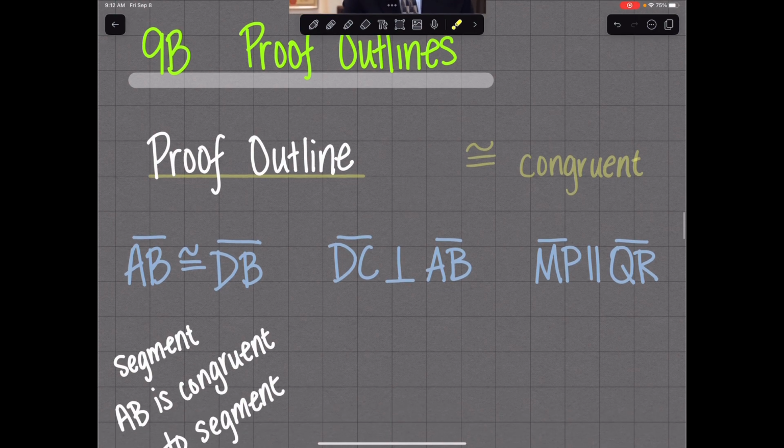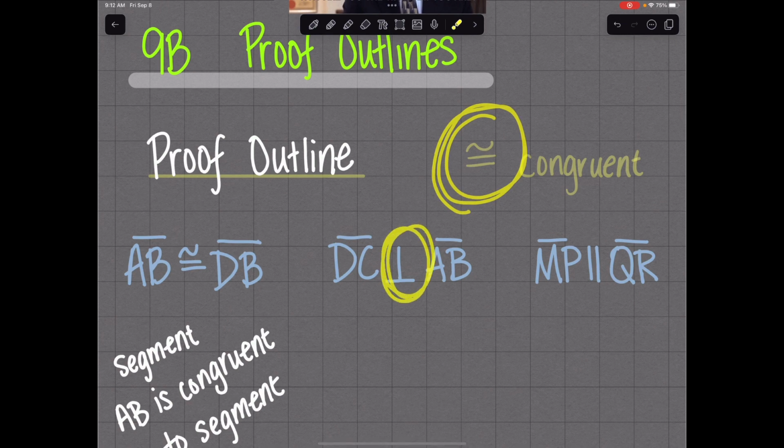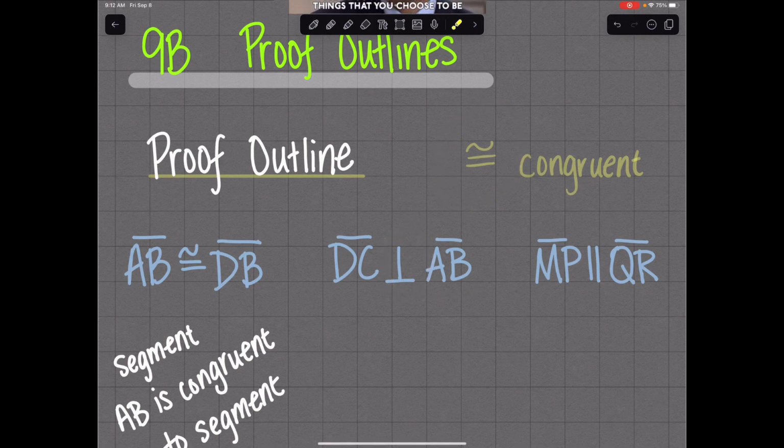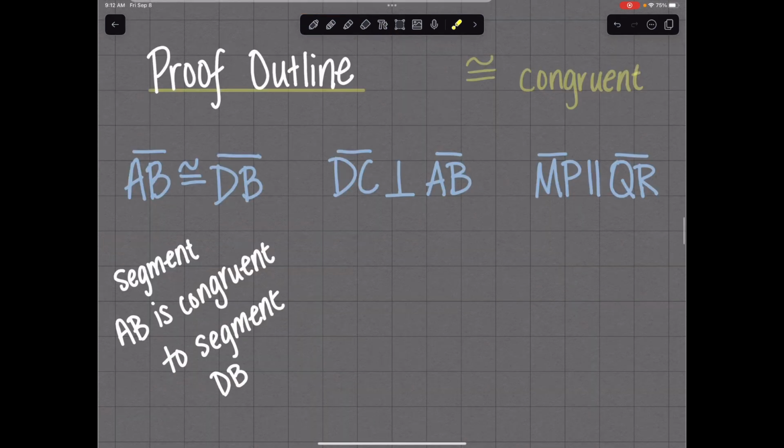You have to remember a couple of symbols when you're doing proofs. This means congruent. This means perpendicular to. So segment DC is perpendicular to segment AB. This means congruent over here. Segment AB is congruent to segment DB. And then this means parallel. So segment MP is parallel to segment QR. And you can also write it without the little line on top, and this still means segment DC is perpendicular to segment AB.